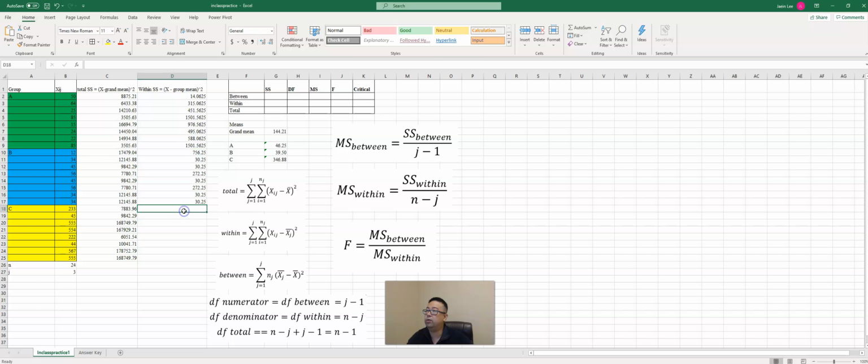Okay, by the end of group B it's the same: number minus the group mean, which is very big now, and F4. Okay, close the parentheses, and square. Okay, drag it again, like this. Also, the decimal place is not so good here.